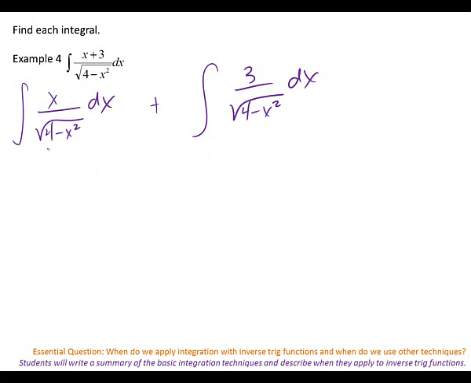So what do you think you're going to use as your U? 4 minus x squared. Good. So du is equal to what? Negative 2x. Good. I have the x. What are we missing? The negative 2. So I've got to move the negative 2 over to the other side.